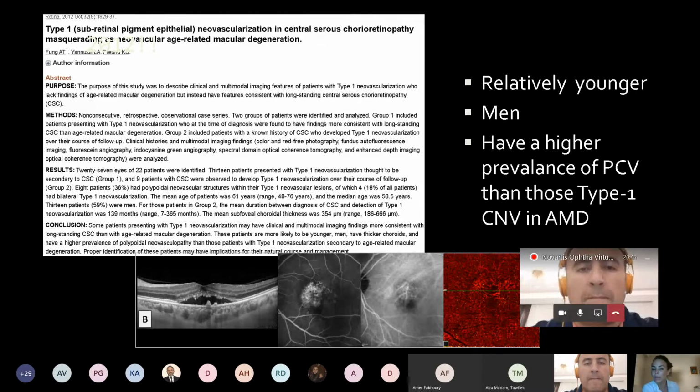Probably they are different from regular AMD cases, as you see here, because they are relatively younger, mostly men, and they have a higher prevalence of PCV than those type 1 CNV in AMD. But I would like to emphasize again, they didn't name it pachychoroid neovasculopathy in 2012. And as a conclusion, they told us this situation might be a masquerade for AMD cases or vice versa.